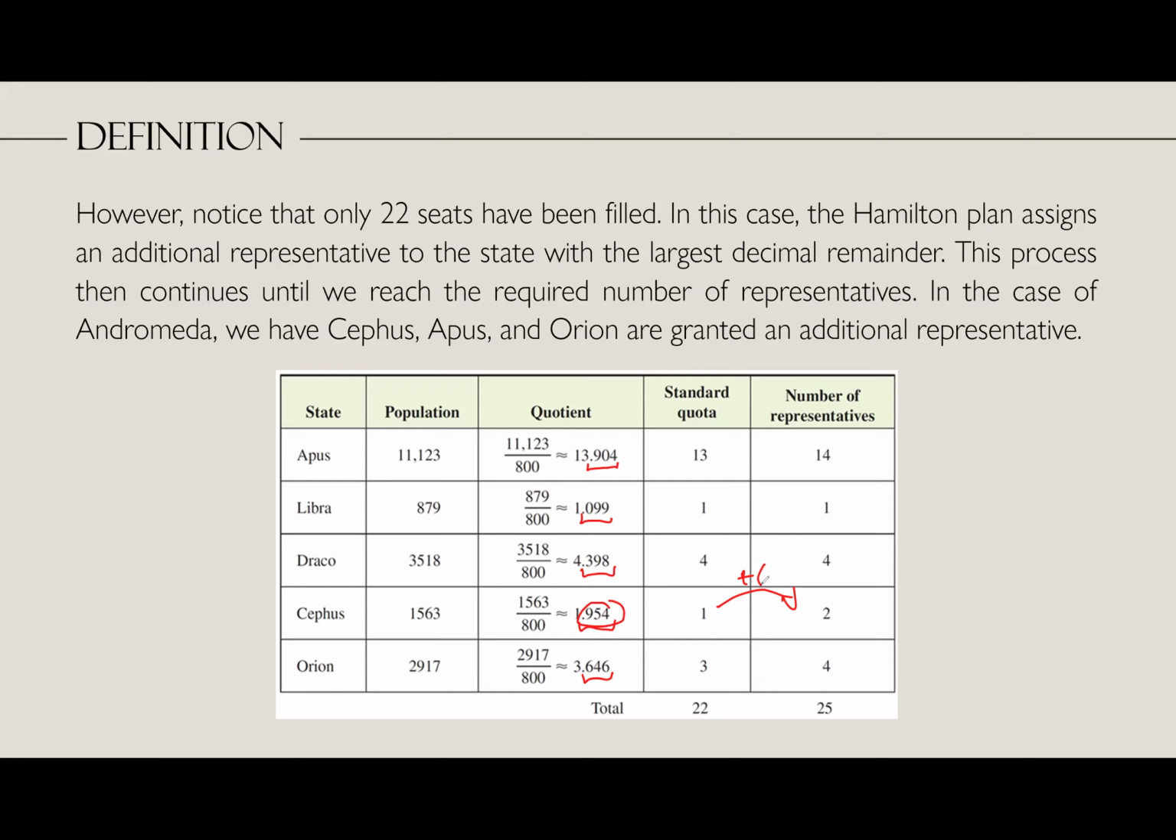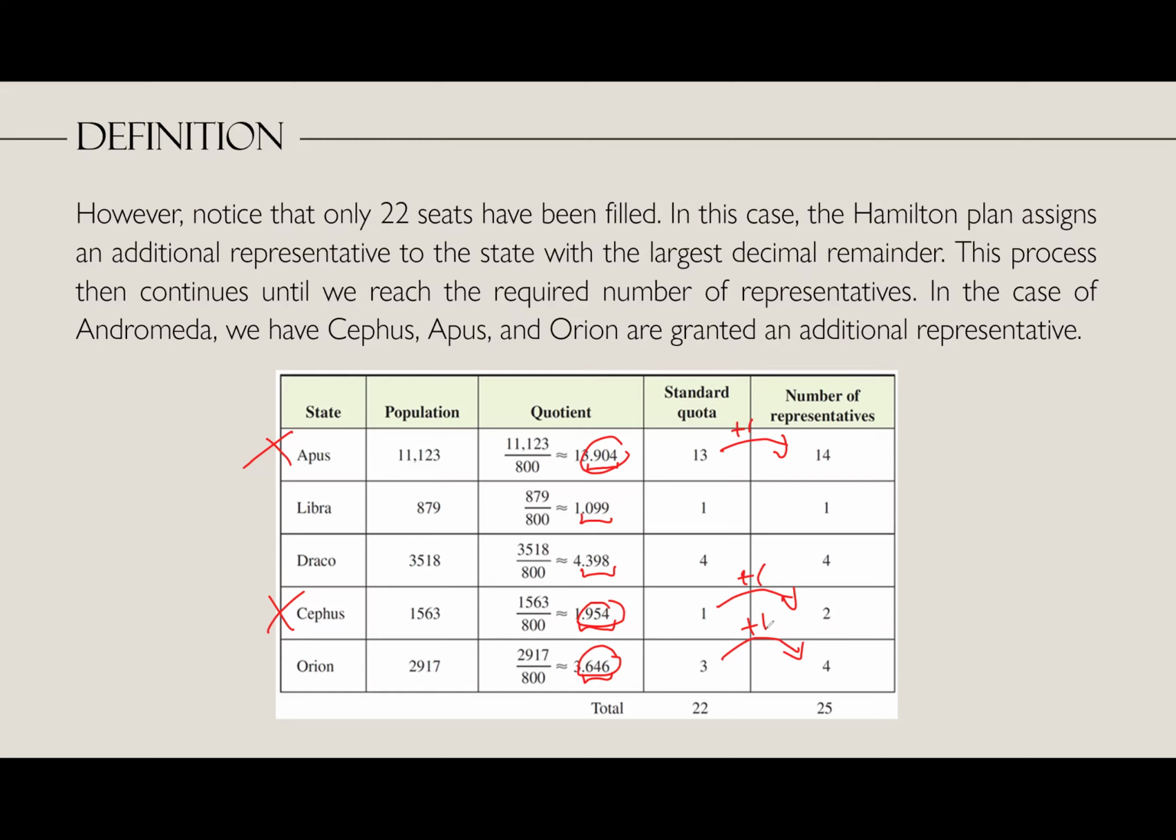From these remaining 4 states, we're done with Cephas. Which one has the next largest decimal? Well, the next one I see is Apis with 0.904. Therefore, I'm going to add 1 to the standard quota. So instead of 13, I have 14. That finishes up for Apis. And now I need to look for the third largest decimal. I have 0.099, 0.398, 0.646. Well, I think we can pretty much agree that Orion has the largest decimal. Therefore, I'm going to go ahead and add +1 to its number of representatives.